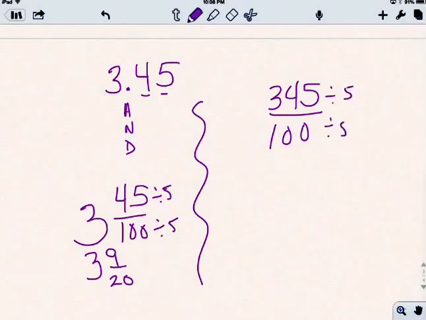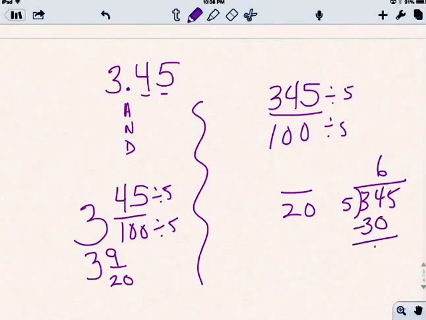I get 100 divided by 5 is 20. And then 345 divided by 5, not quite sure, so we go off to the side. 345 divided by 5, 5 goes into 34 6 times, 6 times 5 is 30. And subtract. I get 45, 0. So it'd be 69/20ths.